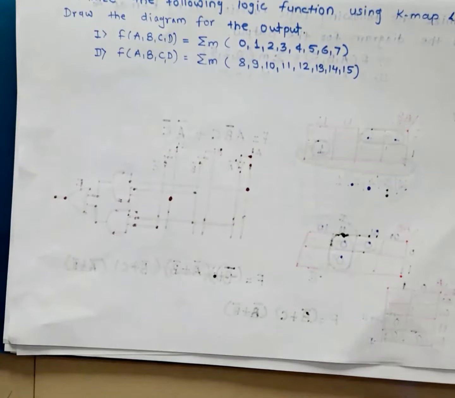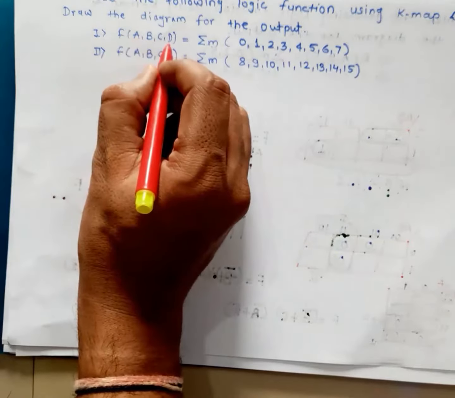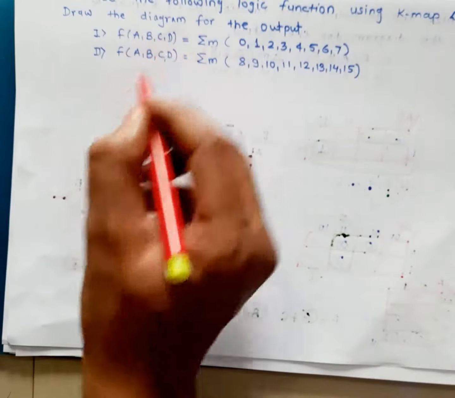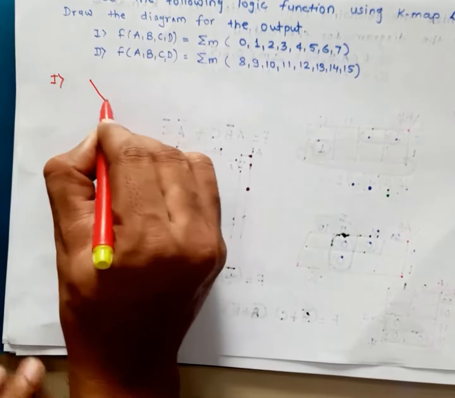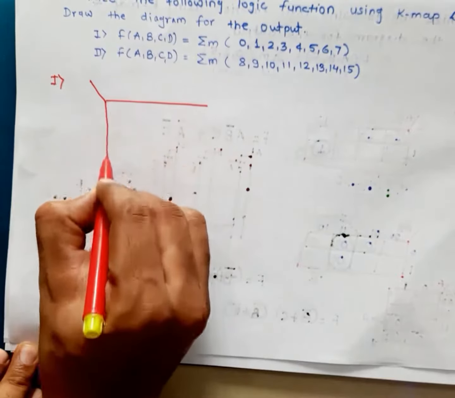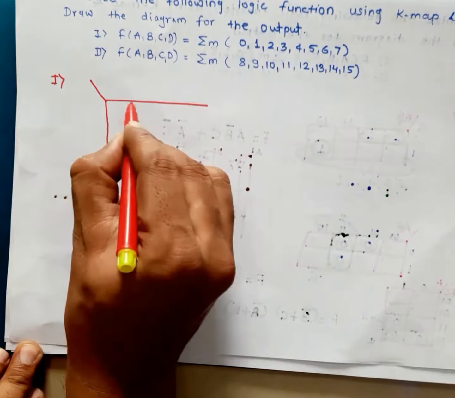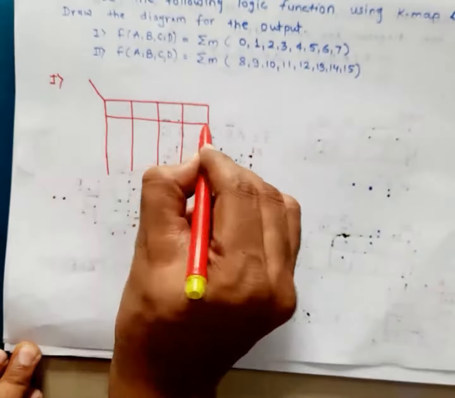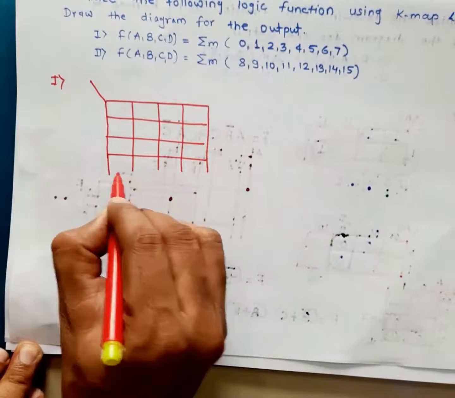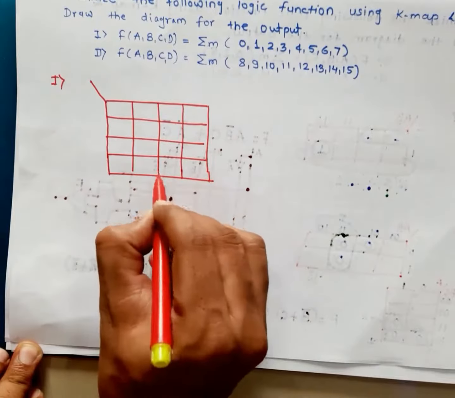Now the question is, minimize the following logic functions using a K map and draw the output. First identify how many variables are given in the function. 4 variables. So I am considering the first function and designing the K map for 4 variables. How many cells do we require in 4 variables? We require a total of 16 cells.